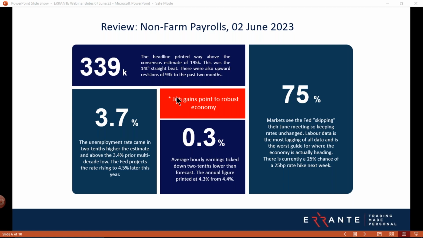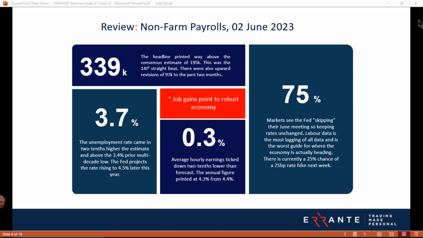Certainly, we also got softer wage growth, which is encouraging for the Fed. That figure printed down from 0.5% to 0.3% month on month, and also hours worked edged lower as well. So interesting moves from the payrolls data in total. Obviously, we got that decent move up in stocks.